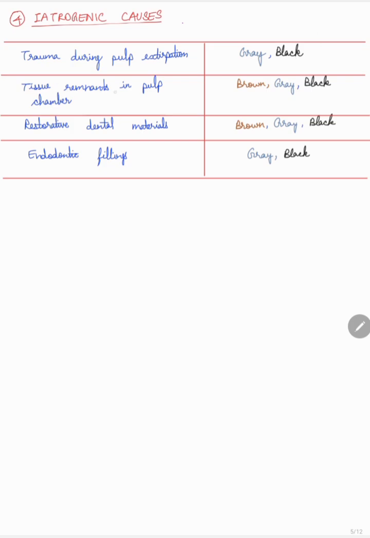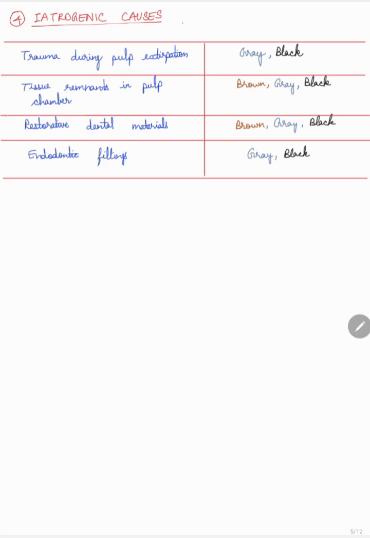Next, due to remnants in pulp chamber, this may cause brown, grey or black discolorations. Tissue remnants in pulp chamber may be due to inadequate shaping and cleaning of the tooth during root canal procedures. So even remnants can cause brown, grey or black stains.